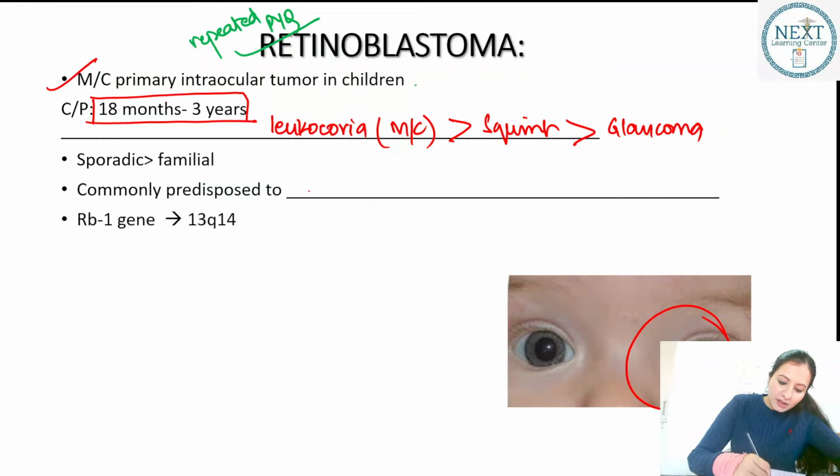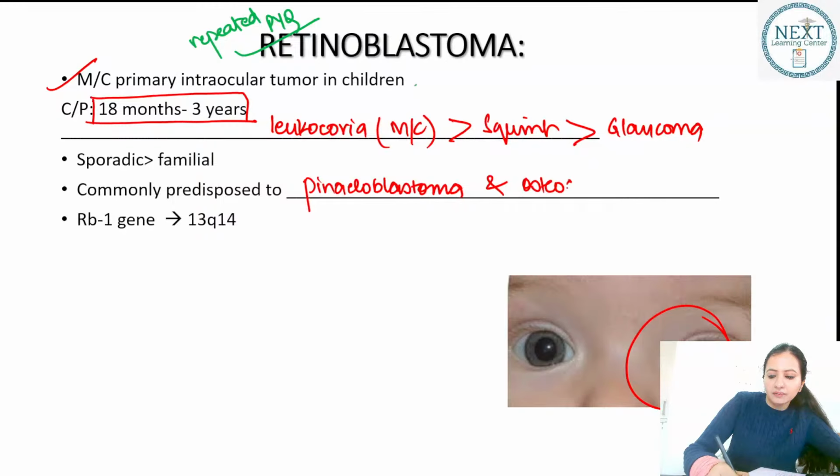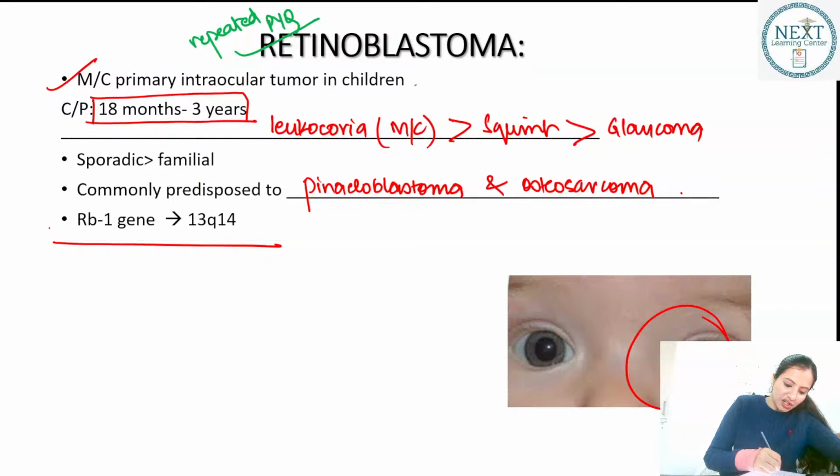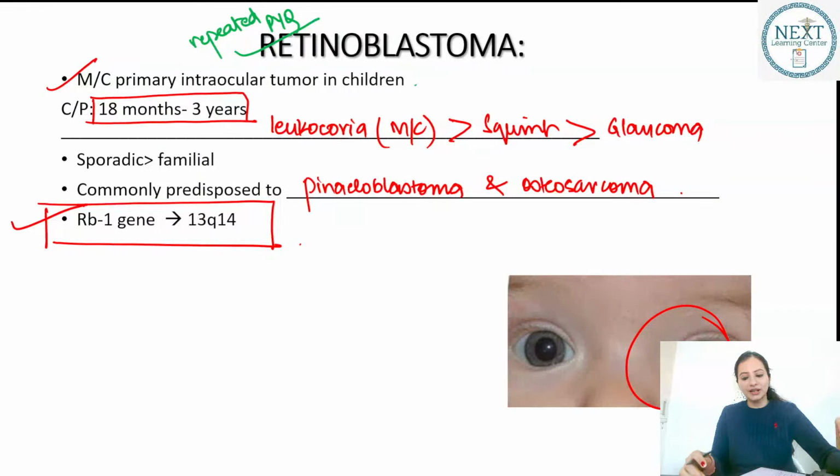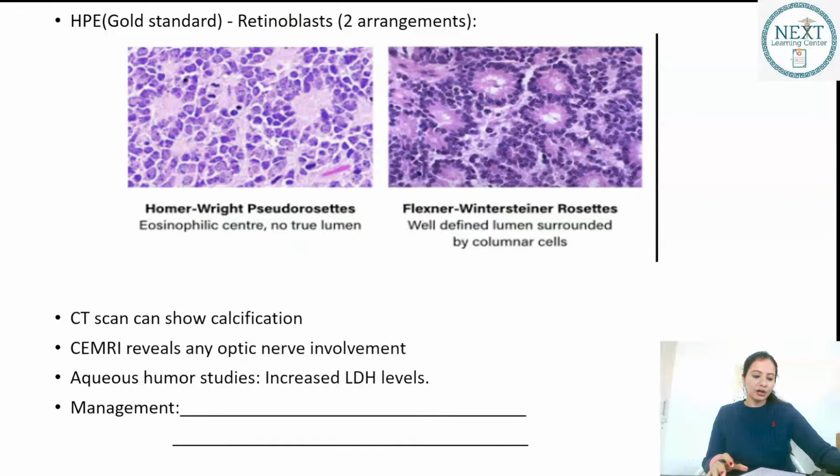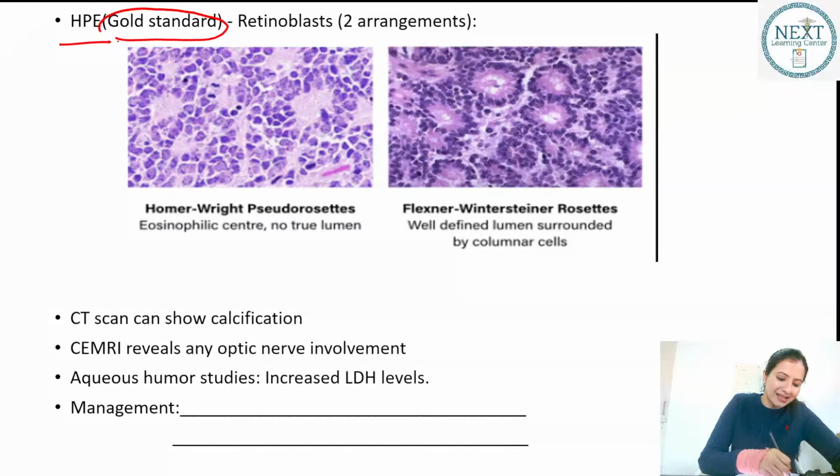It commonly predisposes the patient to pinealoblastoma and osteosarcoma. Then why does it occur? This occurs because of the mutation in RB1 gene that is located on 13q14 chromosome. Talking about diagnosis, histopathological examination stays the gold standard.